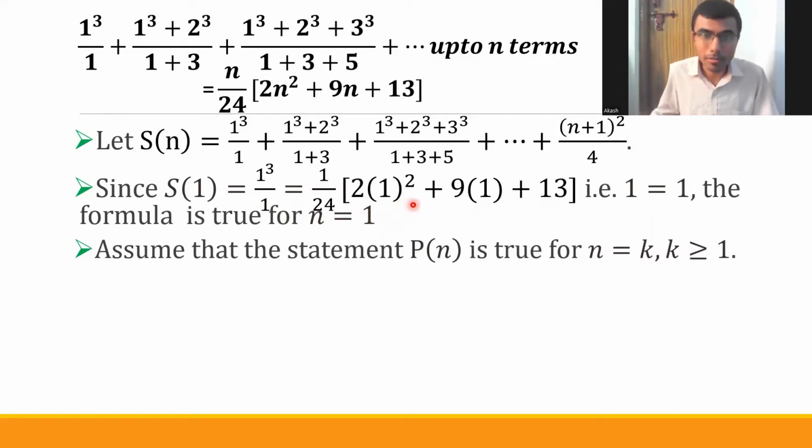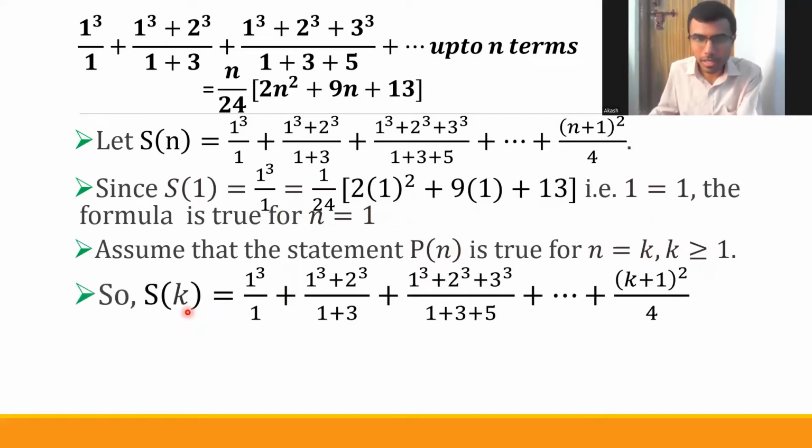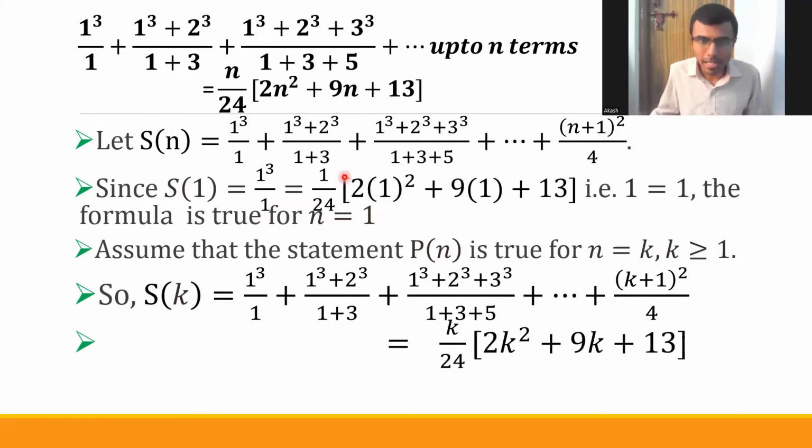Now the second part is that we need to assume that the given statement P of n is true for n equal to k, comma, k is greater than or equal to 1. Don't forget this. Okay, k is greater than or equal to 1. So my S of k would be nothing but this, equal to this. I did not do anything.